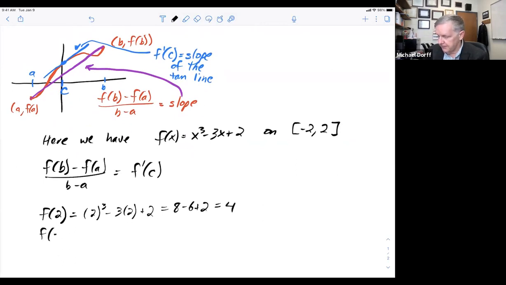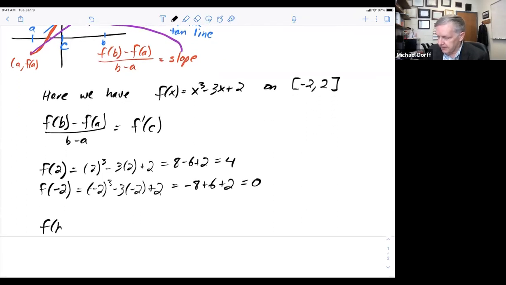And if I do f of -2, I get -2 cubed minus 3 times -2 plus 2, and that's going to be -8 plus 6 plus 2, which is 0. So my f of b minus f of a over b minus a in this problem would be the same as f of 2 minus f of, oops, let me redo that here.